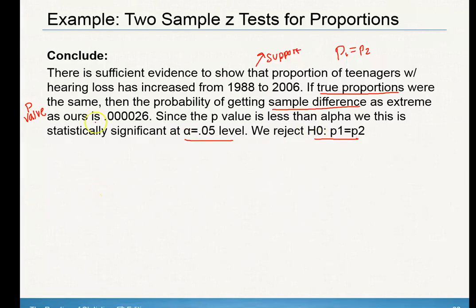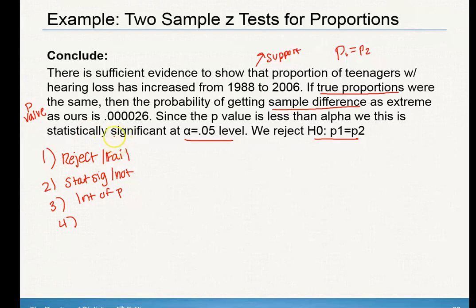Now, if I'm asking for 4 steps, or 4 parts to your answer, remember part 1 is you're always going to include reject or fail to reject the null. Then you're going to tell me, is it statistically significant or not? Then you have your interpretation of your p-value. And then notice how that first sentence says there's sufficient evidence to show that the proportion of teenagers has increased. That's just giving a sentence about what you're supporting here.